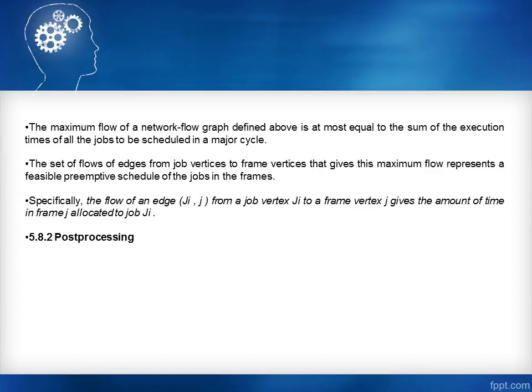The maximum flow of a network flow graph defined above is at most equal to the sum of execution times of all the jobs to be scheduled in a major cycle. A major cycle is nothing but a hyper period. The set of flows of edges from job vertices to frame vertices that gives the maximum flow represents a feasible preemptive schedule of the jobs in the frames.